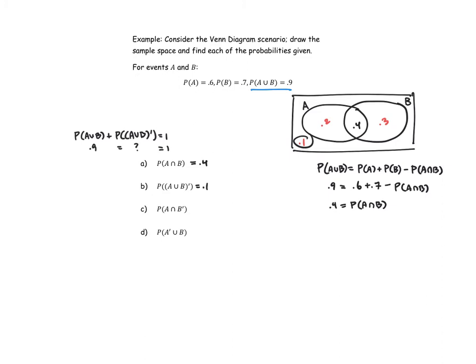Okay, let's look at the next probability. This is the probability of A and not B. So this is the space shared by A and not B. The space shared by A and not B is this space represented right here by 0.2.